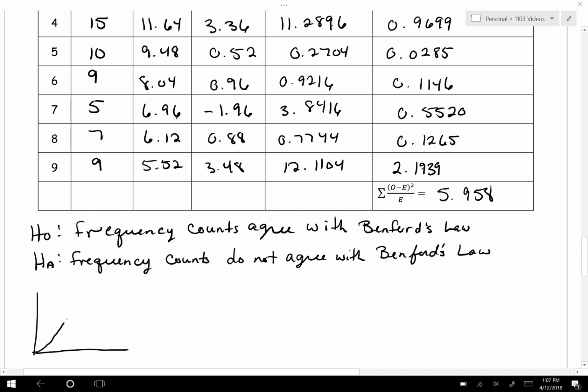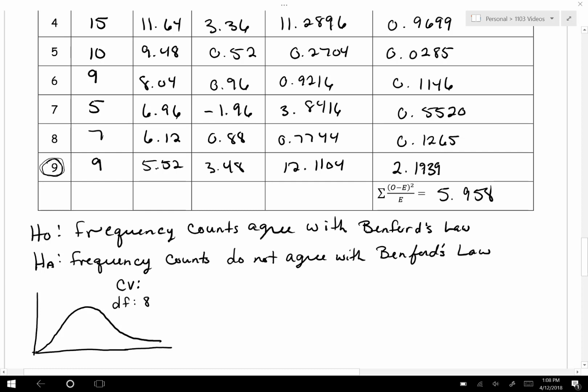So again, this is the chi-squared distribution, and we could find our critical value. You would find the critical value by going to your chi-squared table. The degrees of freedom is going to be k minus 1. So k is 9, and so we would have 8 degrees of freedom.